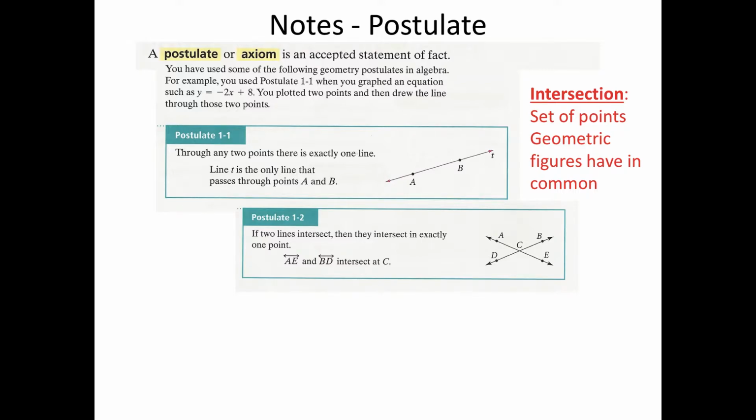The third one is, let's see if we can figure it out. If the second one is two lines intersect at exactly one point, what does the intersection of two planes look like? If I imagine this piece of paper here and this piece of paper here, and they intersect, what's that going to look like?